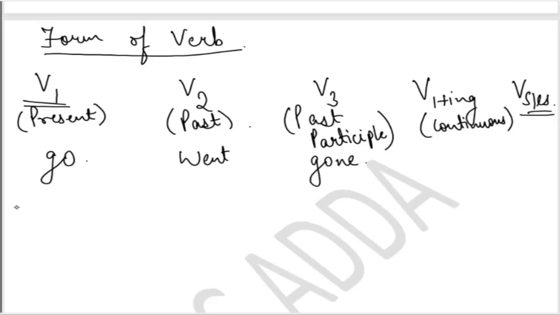What is V2 and V3 of the verb eat? Ate is V2, alright. And what is V3? It's also eaten, I think. Eaten is the right answer.